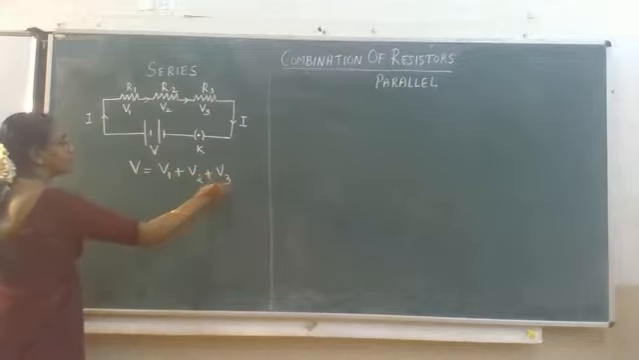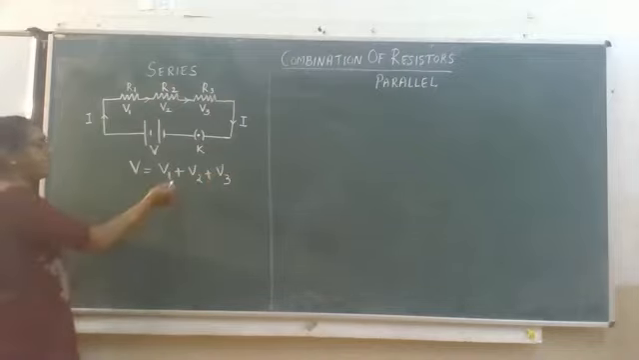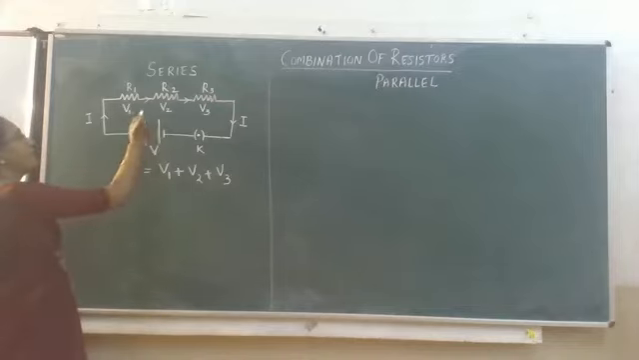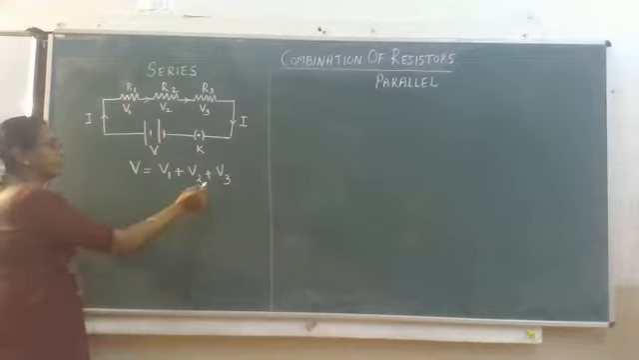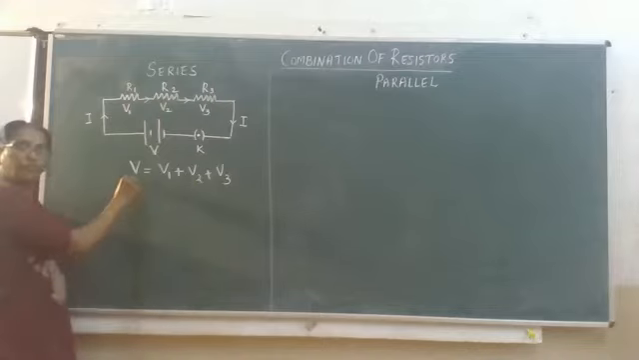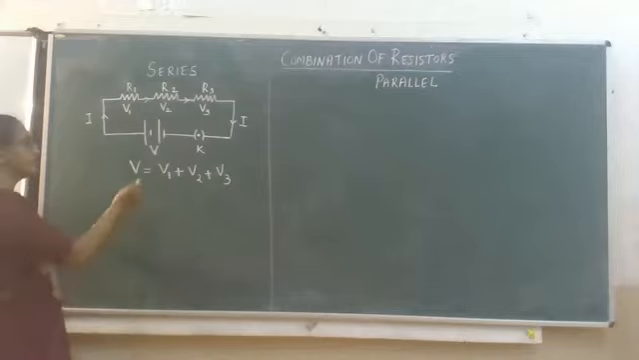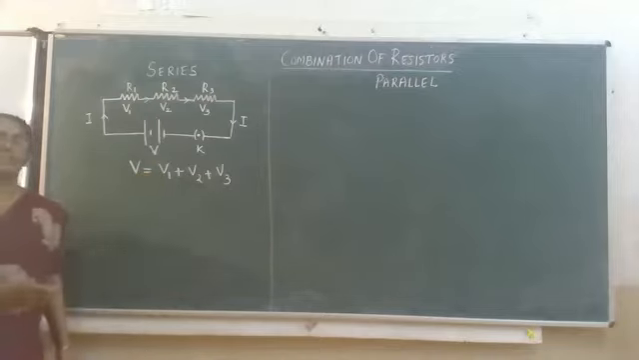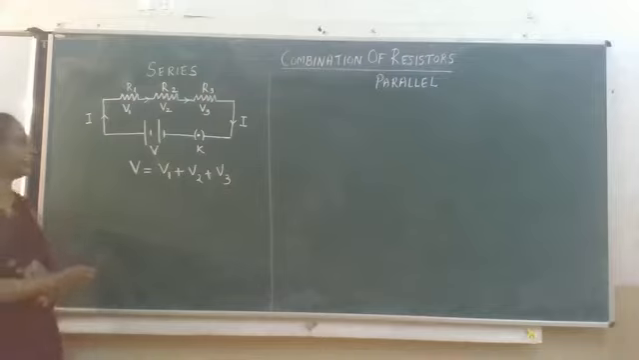So the net V or the total V, what we have given, we can take as the sum of V1, V2 and V3. Therefore, V1 plus V2 plus V3 will be equal to V. And the Ohm's law you have studied, what is the mathematical equation of Ohm's law? Yes, V is equal to IR. So that you have studied.